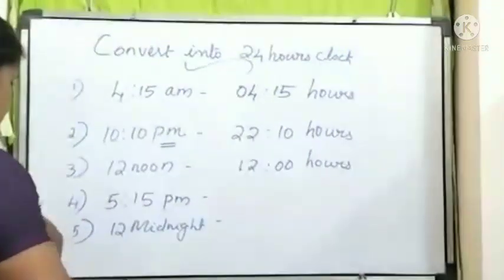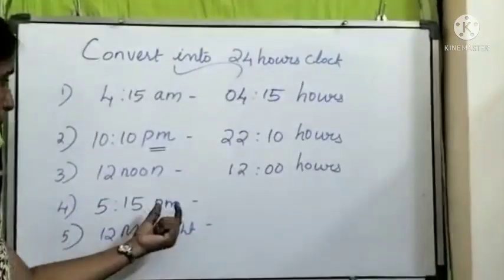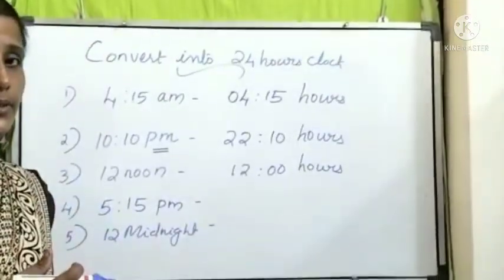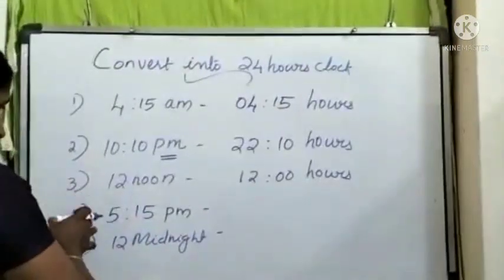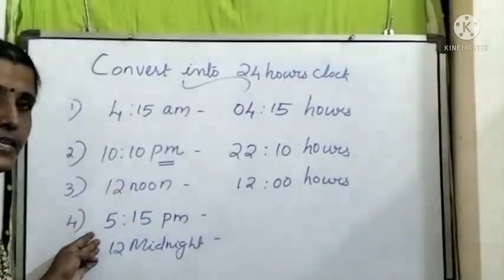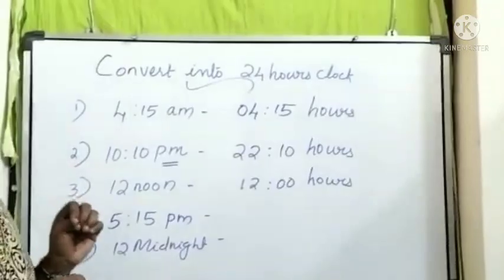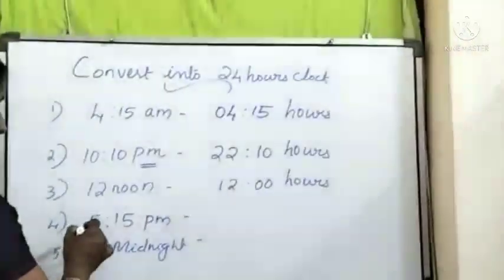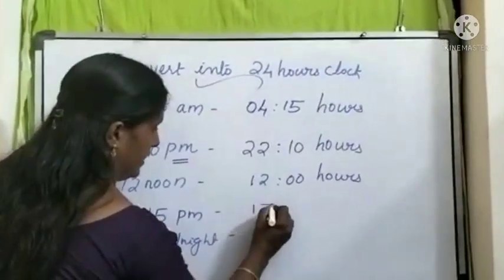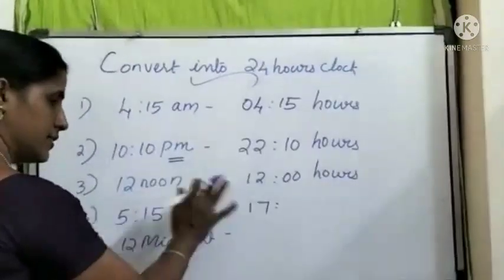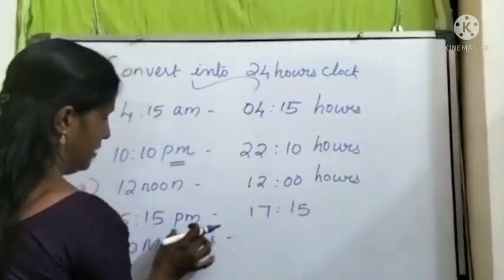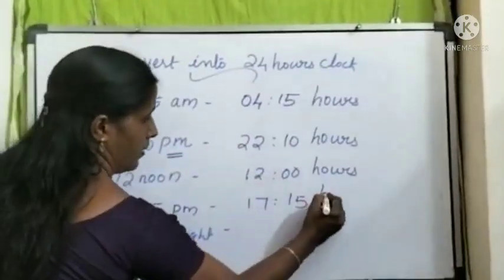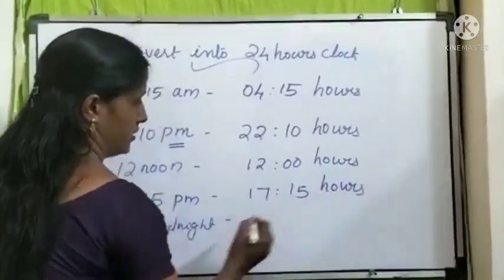And move to the next question, 5:15 p.m. In p.m. time, what do we have to do? Yes, add 12 to the hours. So, 12 plus 5, 17. And the minute is the same, we have to mention it here. Instead of p.m., here we have to write hours.